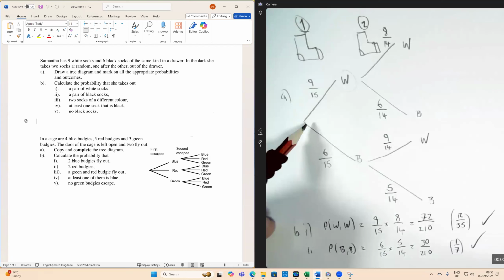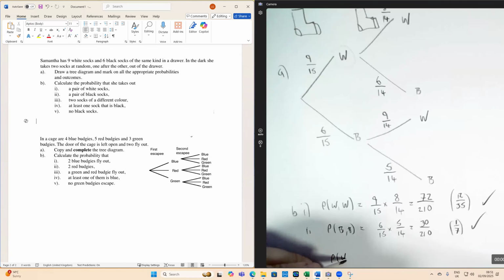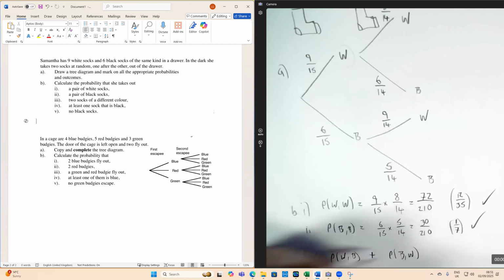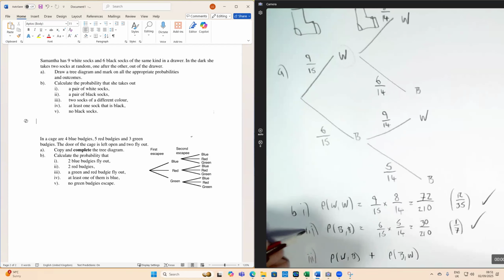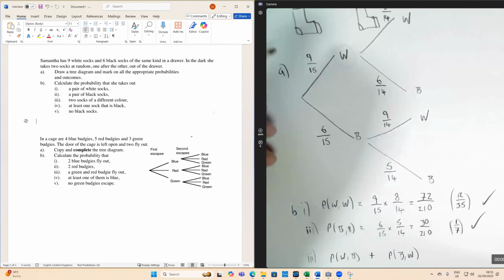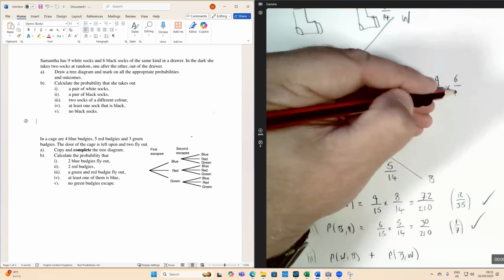So let's think about this. 2 socks of different colors. In order to do that, we could work out the probability of white and black, or the probability of black and then white. So that's what we're going to need to do here, work out these 2 different branches. First of all, let's work out the white and black. White and black is going to be the probability of white, which is 9 over 15, times the probability of black, which is 6 over 14.